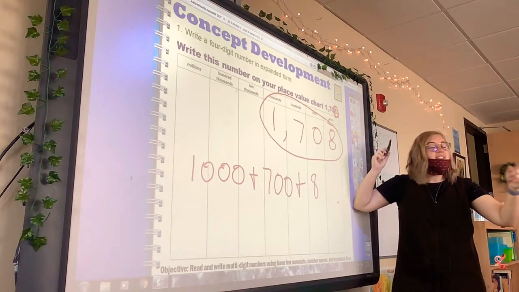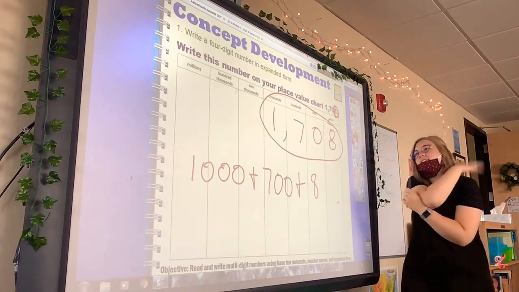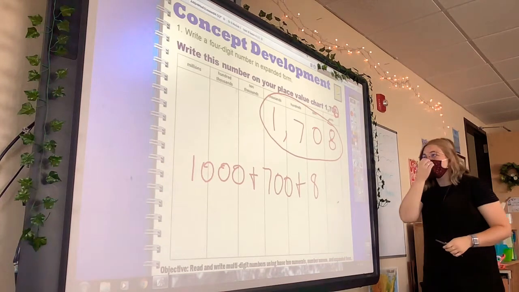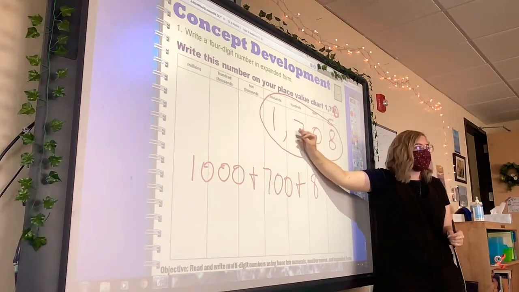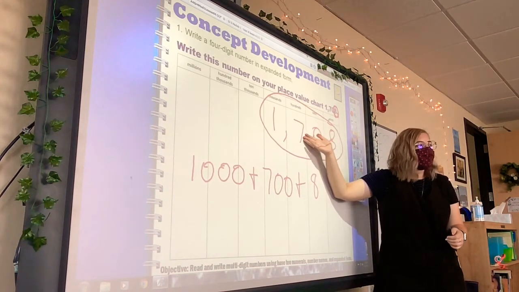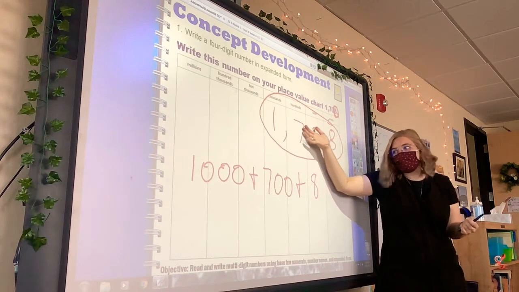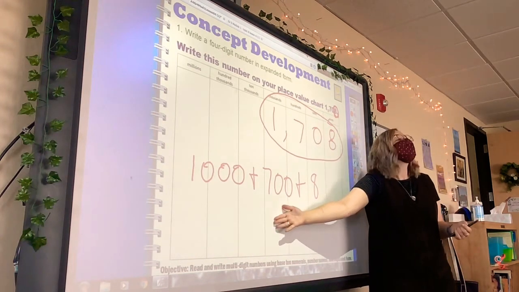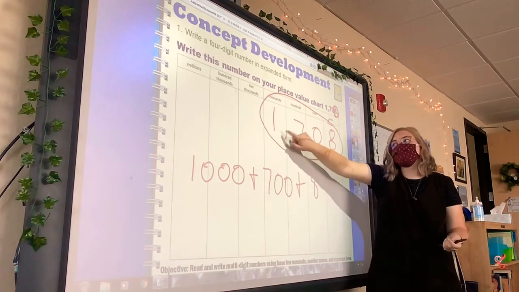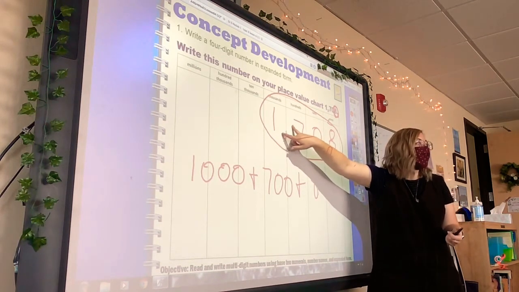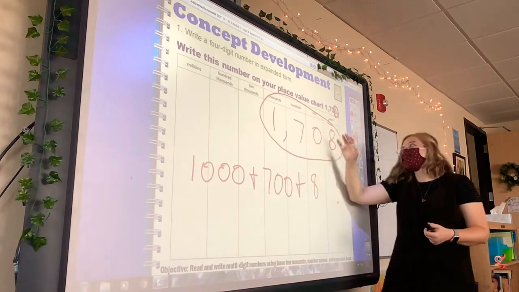Digit. Love it. Give yourself a pat on the back if you said digit. Good. So, each of these digits is not just a 7, right? This 7 is not a 7. It's a what? 700. This 1 is not a 1. It's a what? 1,000. This is 8 ones, right?